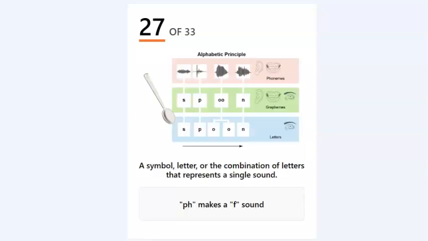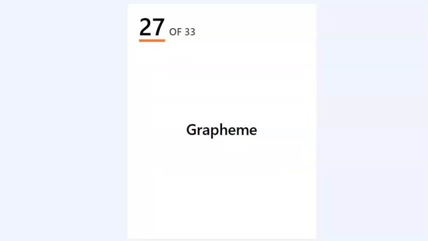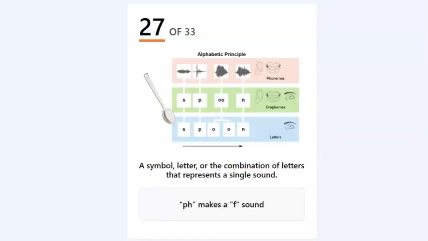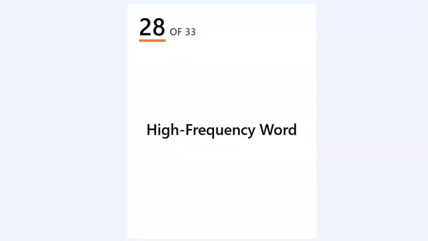Grapheme. A symbol, letter, or the combination of letters that represent a single sound. F makes the F sound.